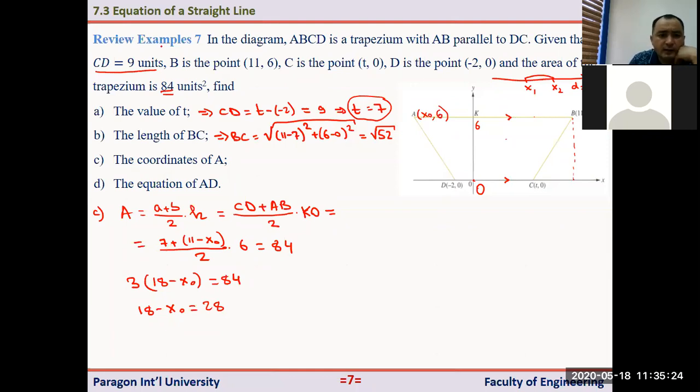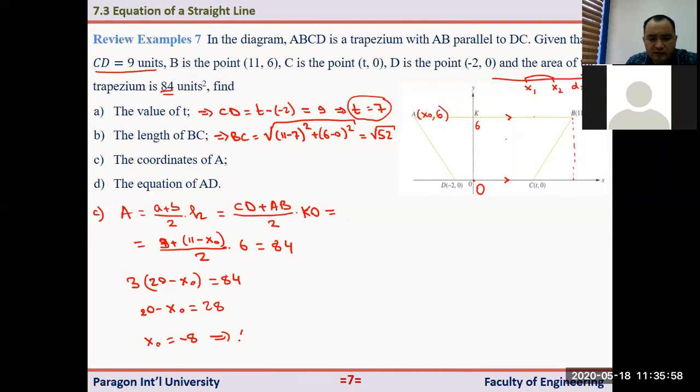CD equals 9, right? Thank you very much. So this should be 9. So 9 plus 11, it should be 20. Thank you. It should be 20, right? And this is 28, so this one is 20. Right. Okay, from here, what is x sub 0? x sub 0 equals 20 minus 28, that's equal to negative 8.